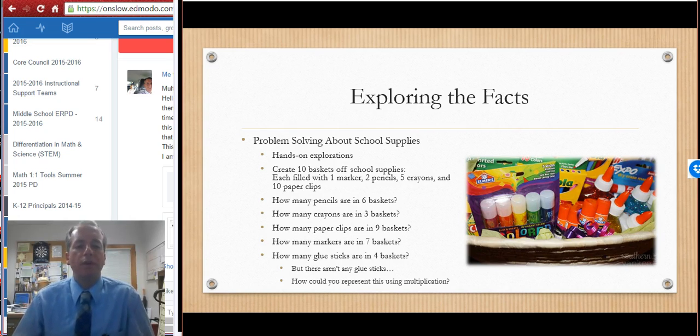If I have 7 baskets, how many markers is that going to be? Well, that's 7 times 1. So we're building, again, going back and connecting to multiplication sentences. And we might ask something like, how many glue sticks in 4 baskets?